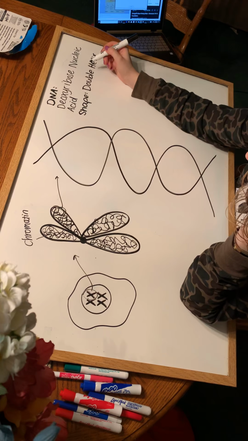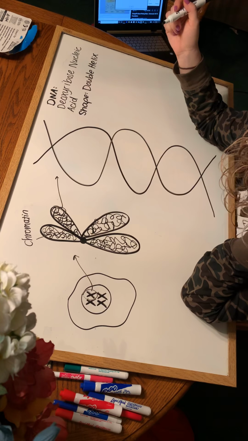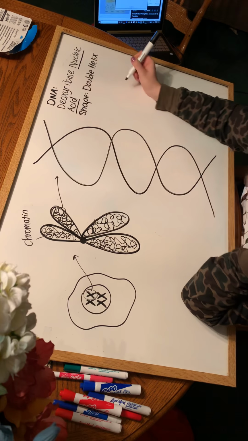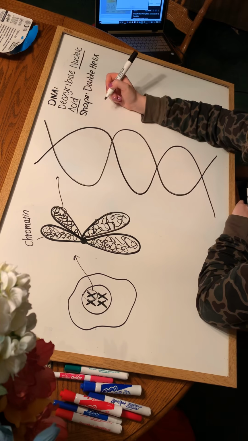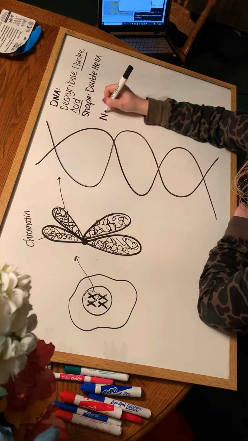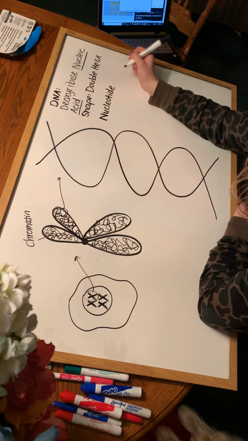When we learned about the 4 macromolecules, we learned about carbs, lipids, proteins, and nucleic acids. So DNA is a type of nucleic acid. And if you remember, the monomer of a nucleic acid is a nucleotide.